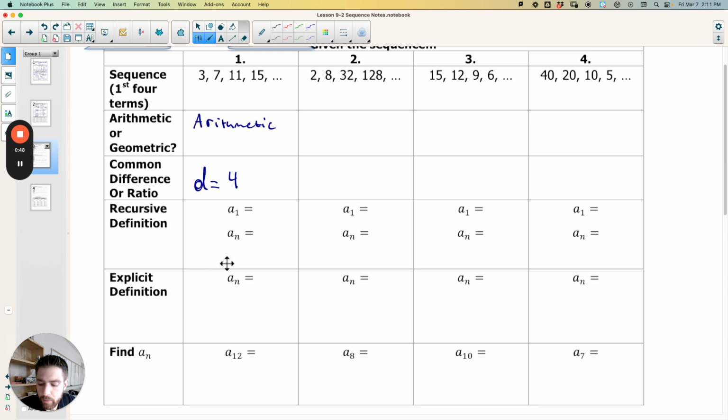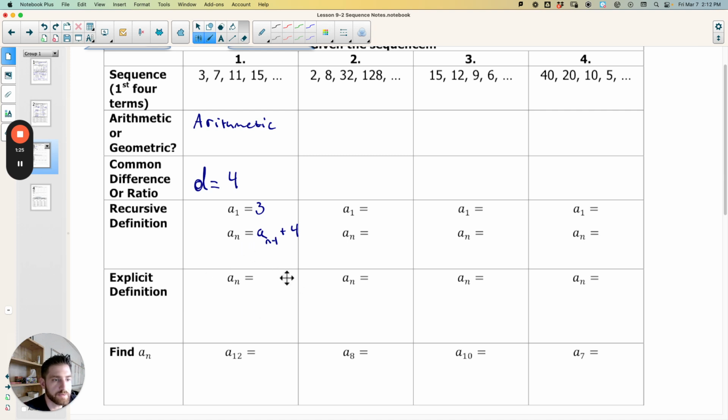And now we're going to write down what the recursive definition is. So remember, for the recursive definition, you need the first term. So we know that's 3 by looking up here. And you're going to find the next term by looking at your previous term and then adding 4 to it. So the recursive definition is just going to be a sub n is equal to a sub n minus 1 plus the common difference of 4. And I just used that formula straight from that formula sheet that we learned on the previous page. So I highly recommend that you go to that previous page and use that as you're completing these.